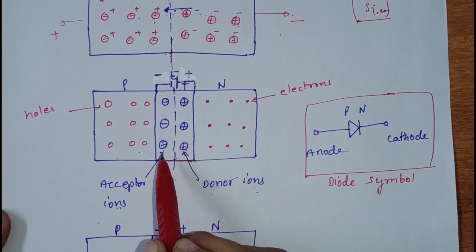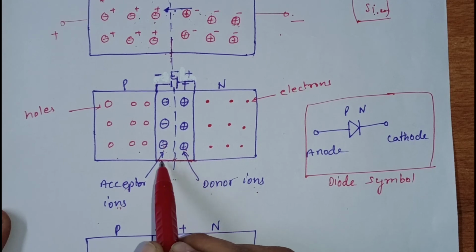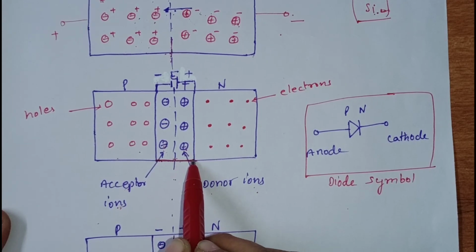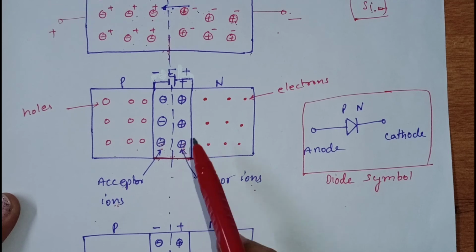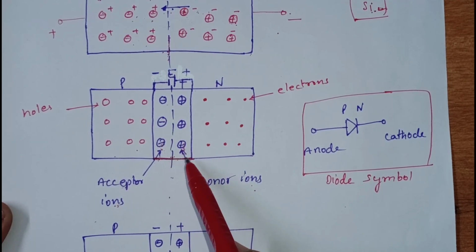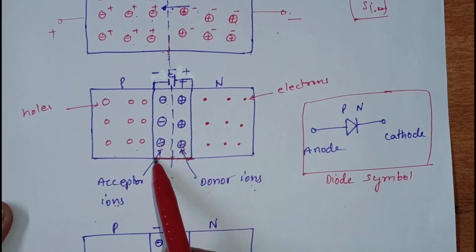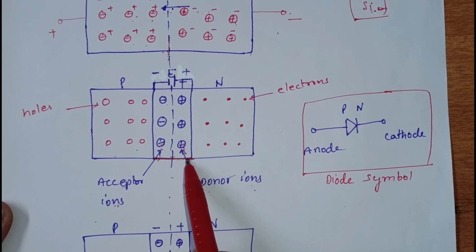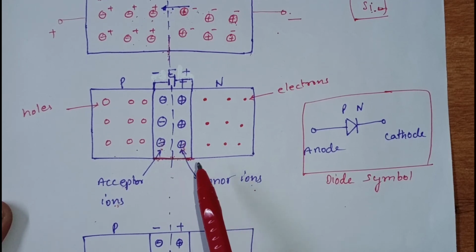Because this region has no free charge carriers, only immobile ions, it is called the depletion region or space charge region. Due to charge separation near the junction, positive charge on n side and negative charge on p side, this creates a potential barrier near the junction. This is called junction voltage or potential barrier voltage. This voltage can be increased or decreased by applying an external field or external voltage.